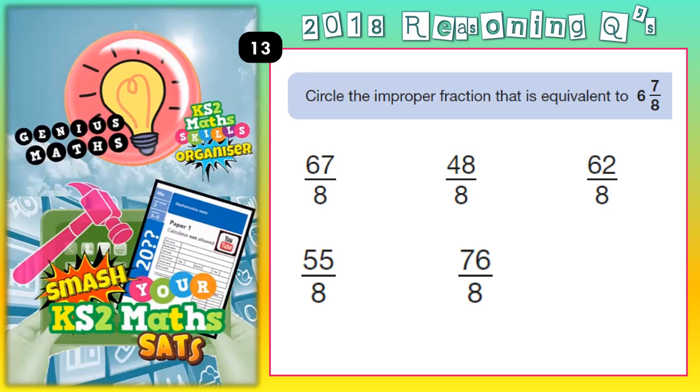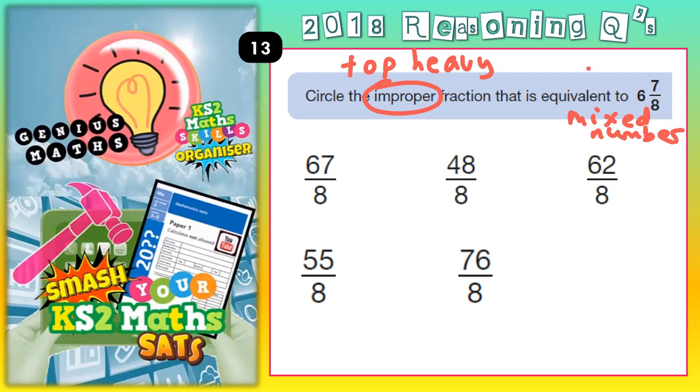This one is all about improper fractions and mixed numbers. Remember, an improper fraction is when the number on the top is bigger than the number on the bottom. These are also sometimes called top-heavy fractions. A mixed number is basically when you've got a whole number plus a fraction part. In other words, like this 6 and 7/8 here. So 6 is the whole number, 6 whole ones, and 7/8 is the fraction part.